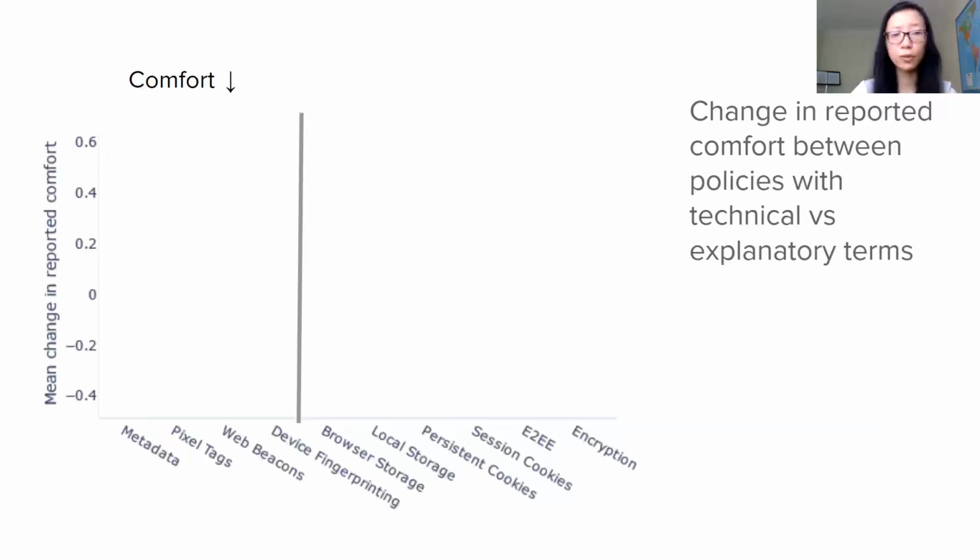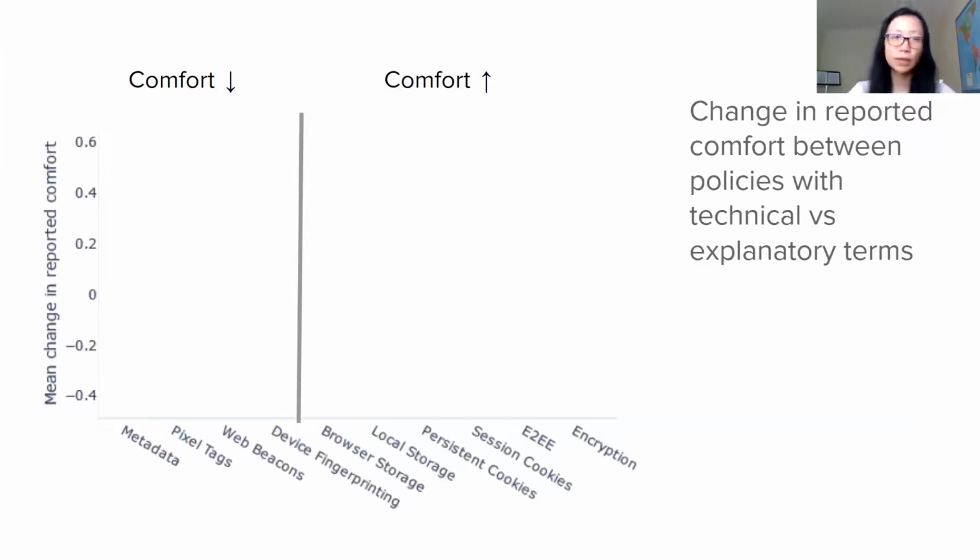On the other hand, for browser storage, local storage, persistent cookies, session cookies, end-to-end encryption, and encryption, we expected an increase in comfort because what we saw from our pilot was that users had misconceptions about the extent of security and privacy protections being offered.